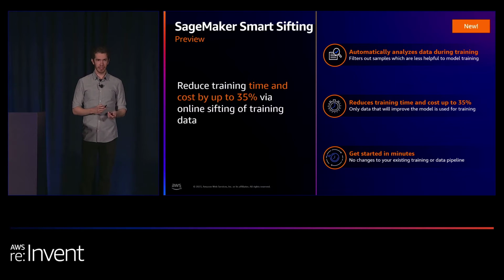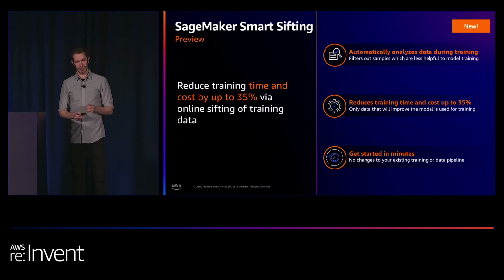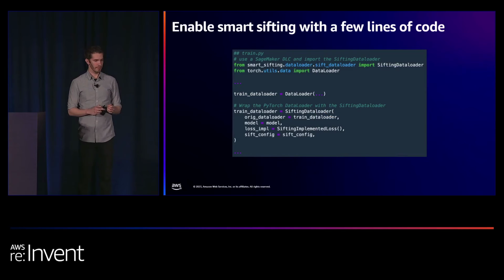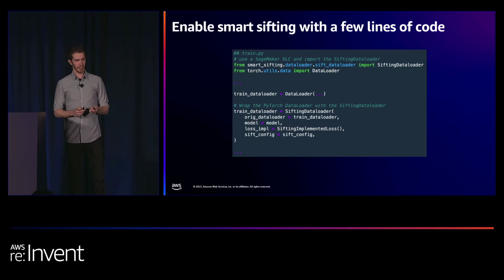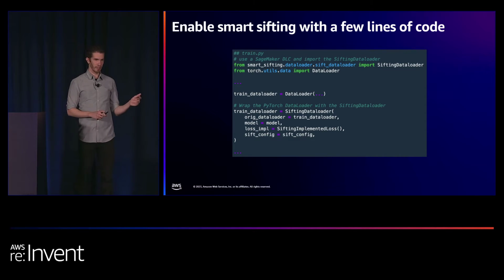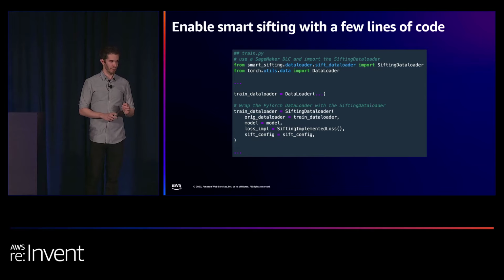And it's easy to get started because it does not require you to make changes to your data or training pipeline. Here's a simple example that uses smart sifting. We use the SageMaker deep learning container. We load the sifting data loader, and then we wrap whatever existing data loader we use with the sifting data loader and provide a bit more configuration to start using it. I don't need to change the rest of my model or data pipeline.